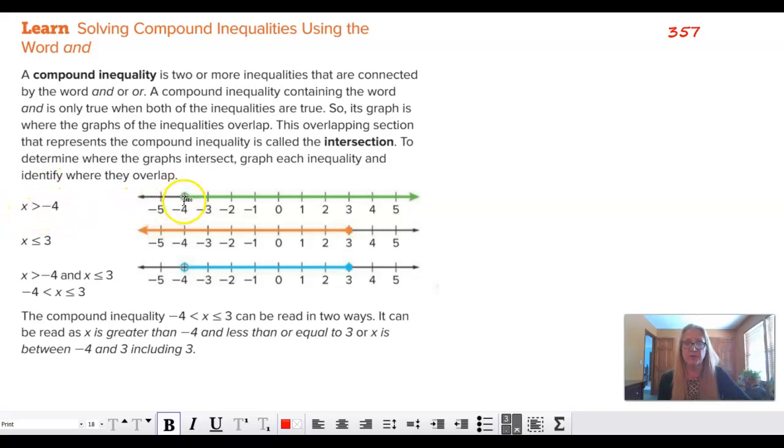So here they're showing you the graphs of x is greater than -4. So we have an open circle at -4 shading to the right. This is x is less than or equal to 3. So we would have a colored in circle at 3 and showing the numbers less than 3. But if we join them with the word and, now you can put the actual word and in the middle, or you can have just the x.